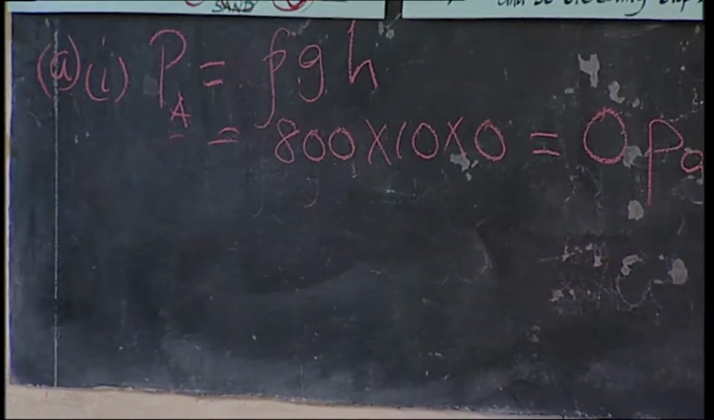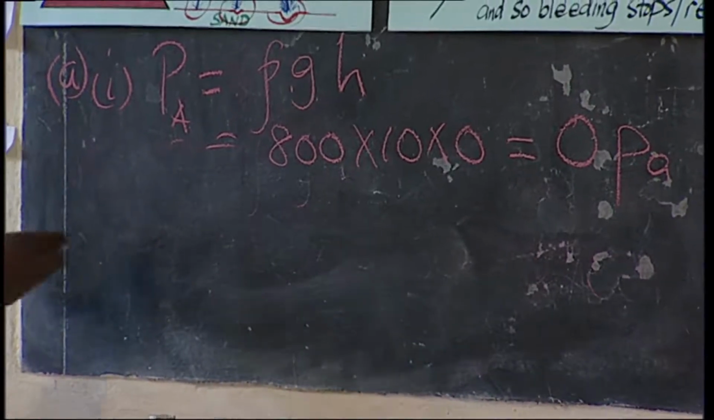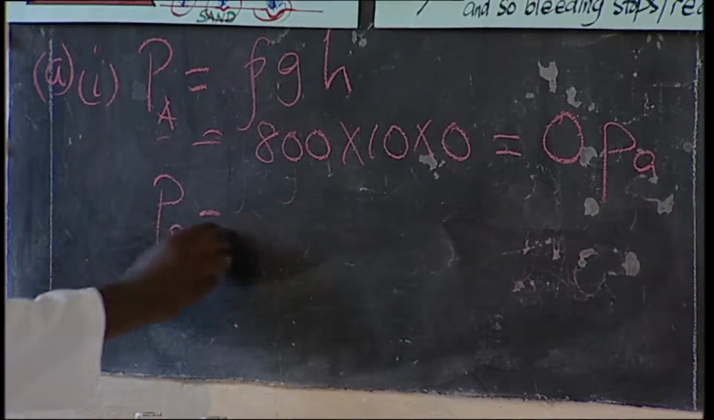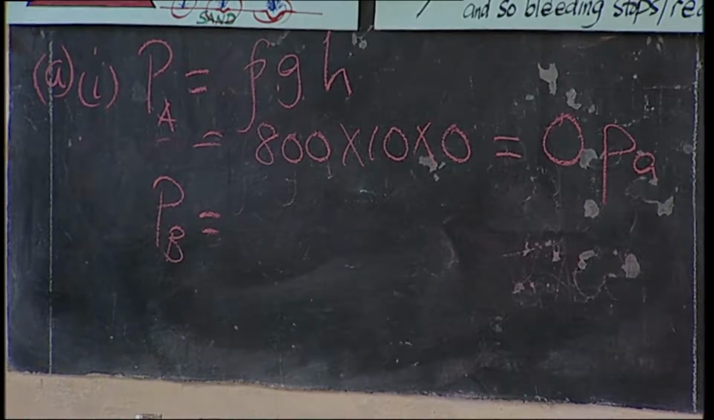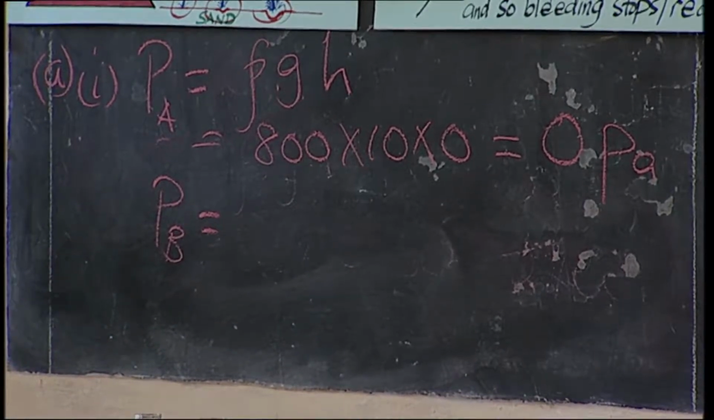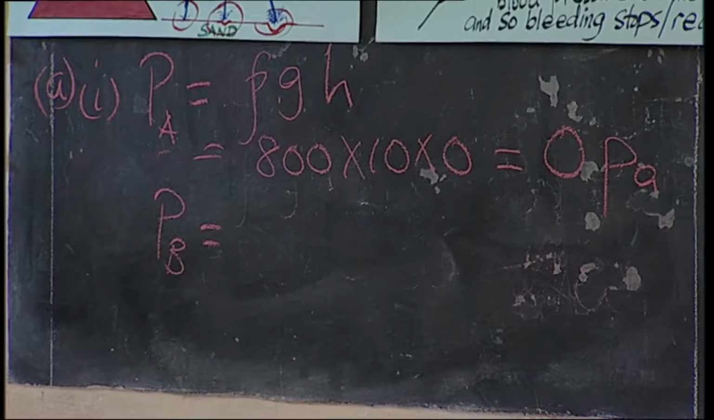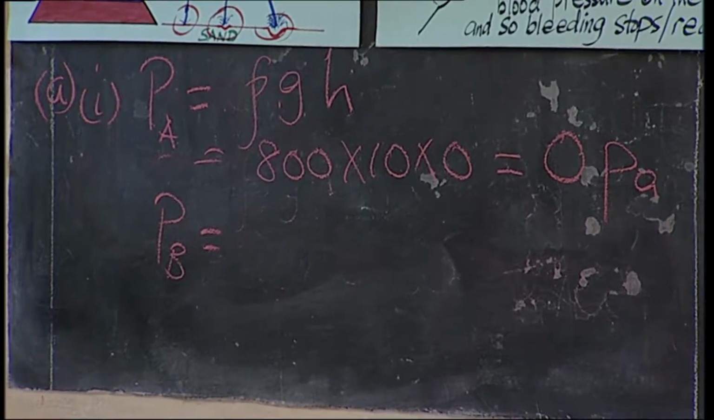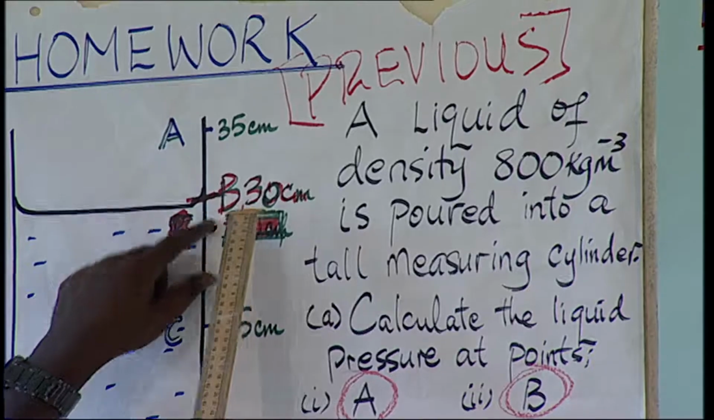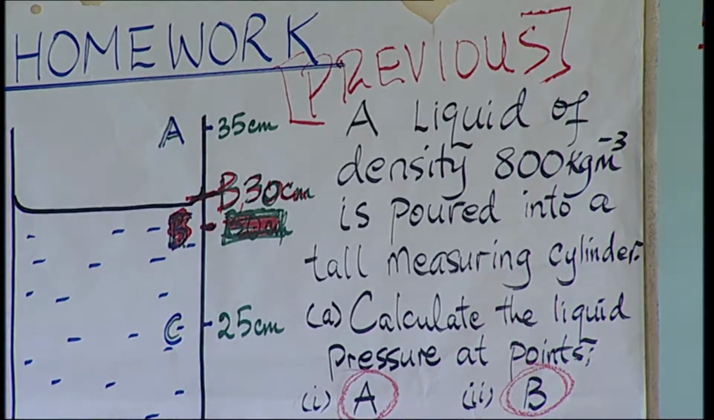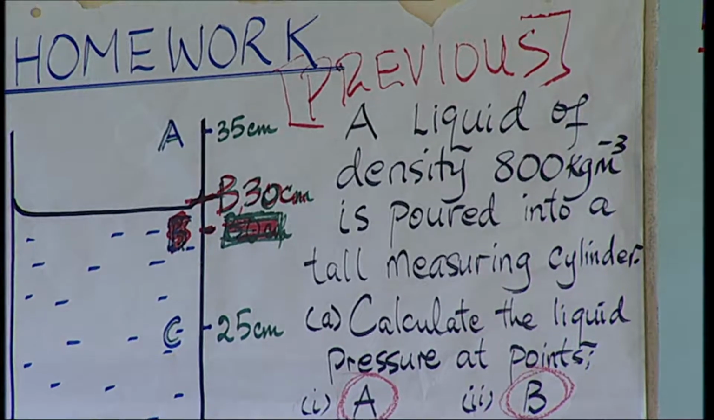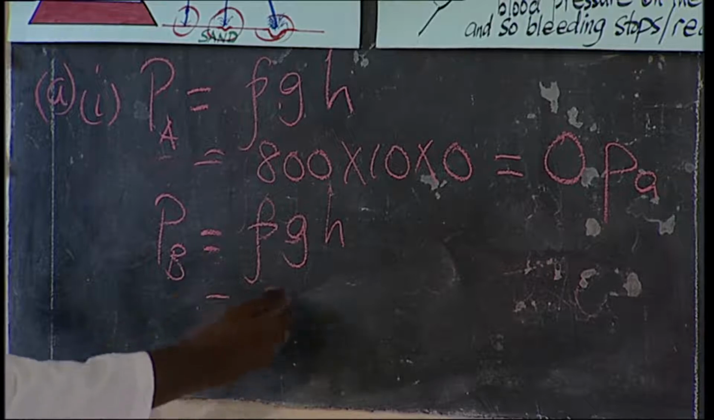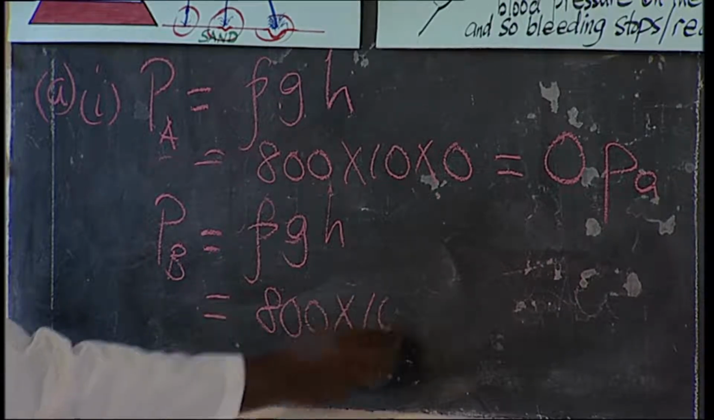So the pressure at A is 0. Then going to B, pressure at B. B is on the surface of the liquid. We have not yet entered the liquid. Remember we said when you're measuring the depth, we begin from the bottom as we go down. So the pressure is rho GH, which is going to be 800 times 10.